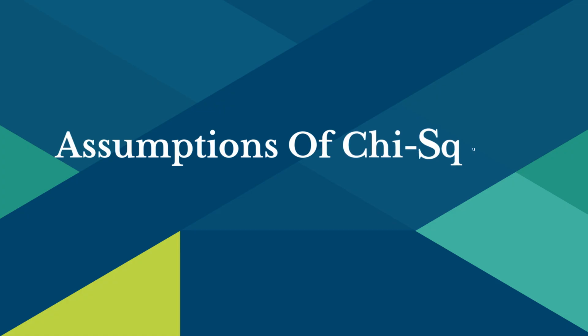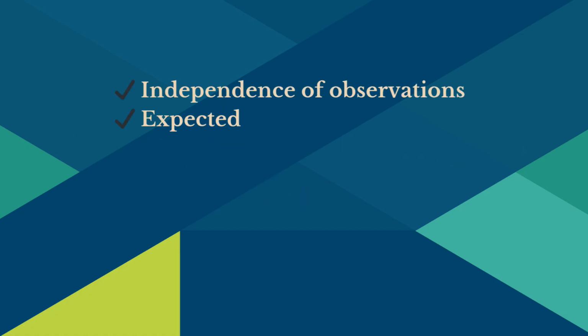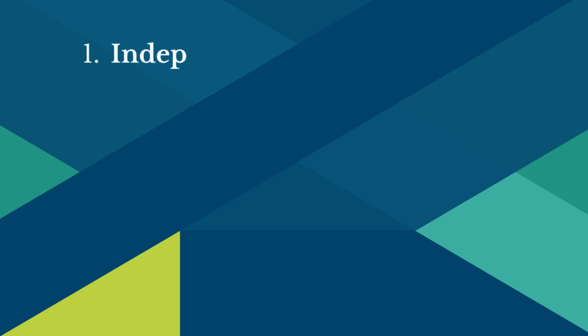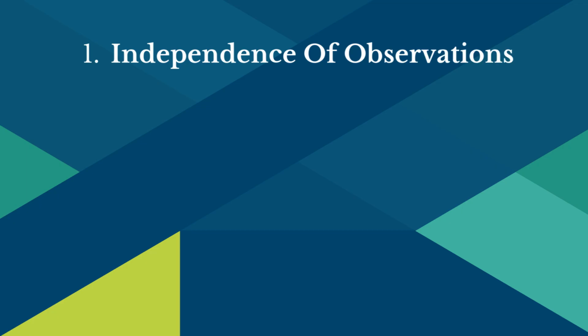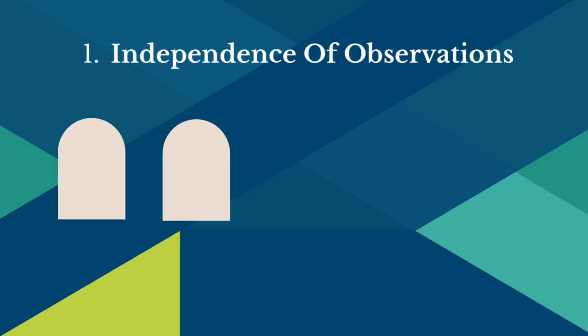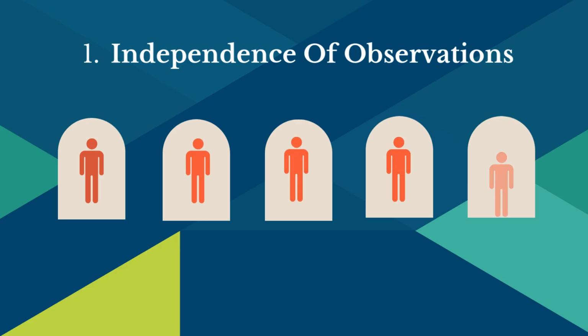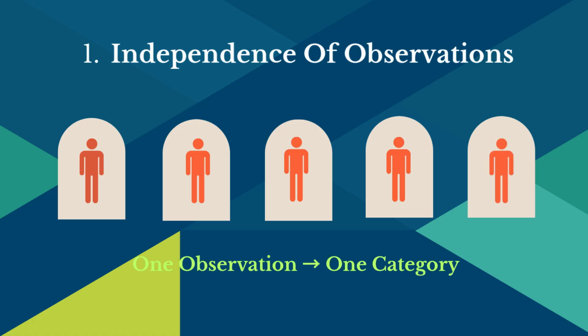Like every statistical tool, the chi-square test also comes with assumptions. These assumptions matter because results are only reliable when the test is used correctly. The first and most important assumption is independence of observations. Each observation must belong to one and only one category. In simple terms, one person's outcome should not influence another's. When observations are dependent, the chi-square test is no longer appropriate.